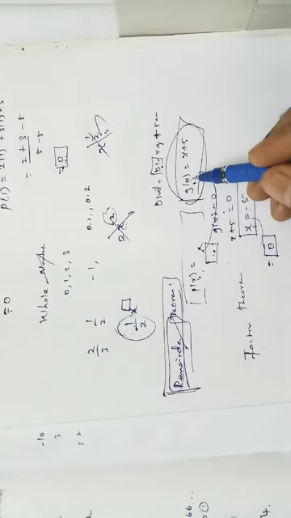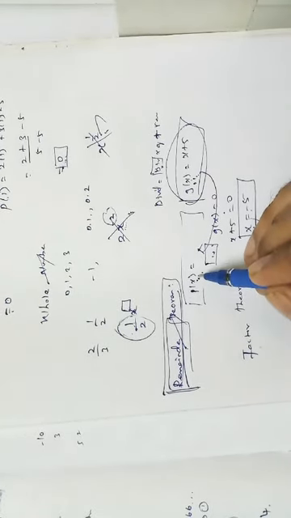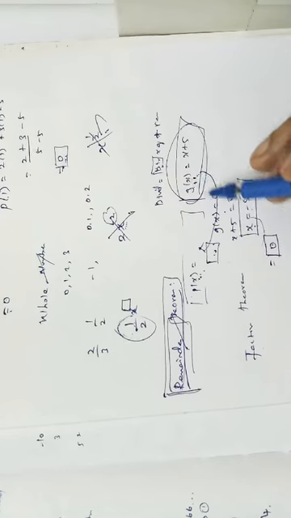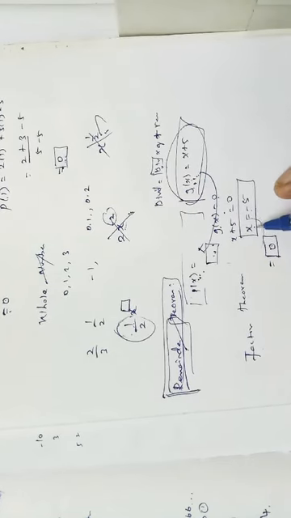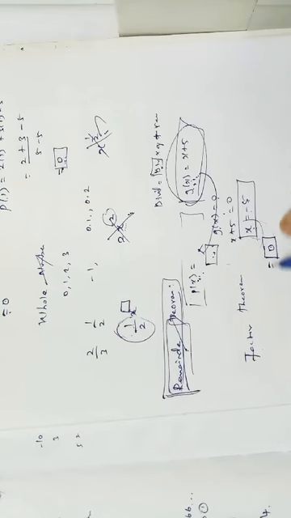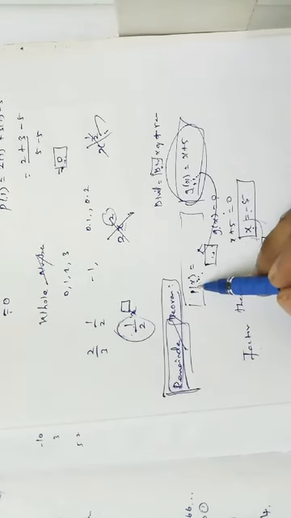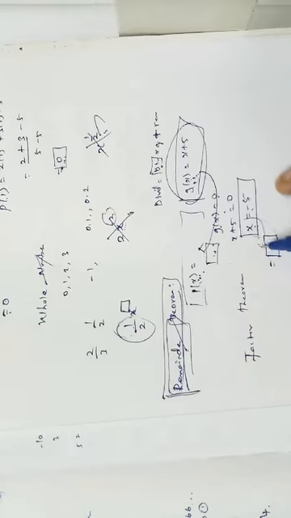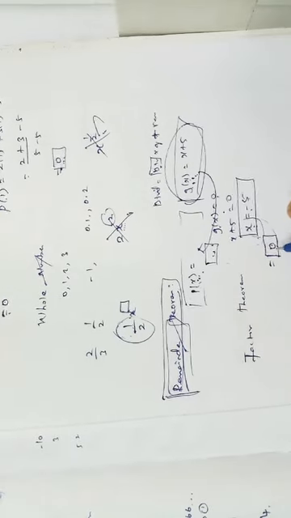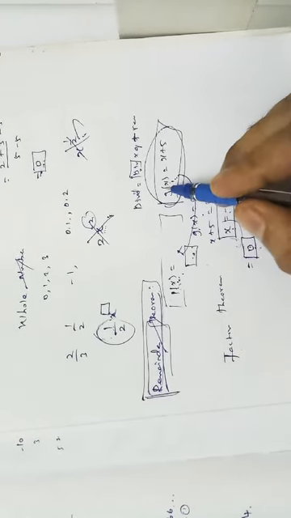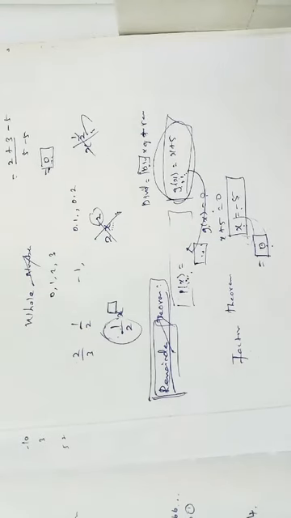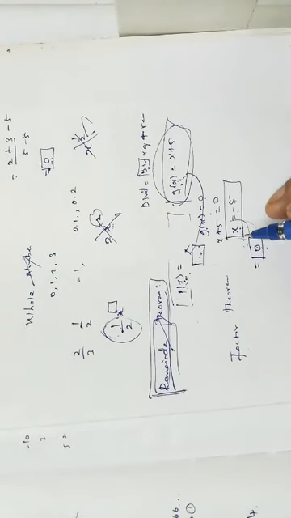See, when they ask you to check whether g of x is a factor of p of x, we equate g of x with 0 to get the x value. After getting the x value, substitute x is equal to that value in p of x and simplify. Finally you want to get 0. If it is equal to 0, then it is a factor of p of x. Otherwise it is not a factor of p of x.